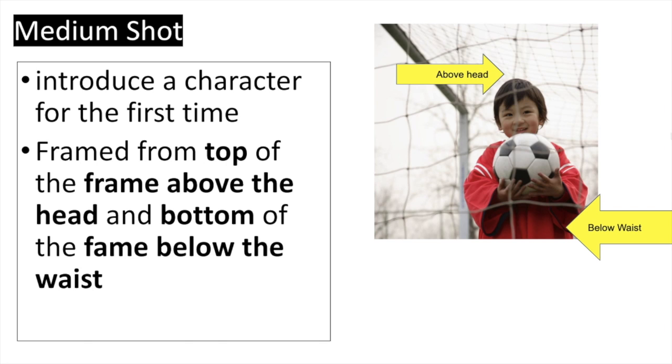Next is a medium shot. This is the most popular type of shot. It's a great way to introduce a character for the first time because we can see what they look like, but not being so close that we can't see part of their body. It's framed from the top above their head to about just below their waist. If you see the young man in the photo, we see above his head and below his waist. We can't necessarily see 100% where he is like we would in a long shot. So with a medium shot, you're just getting about waist up, okay?